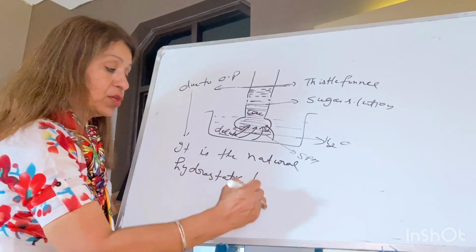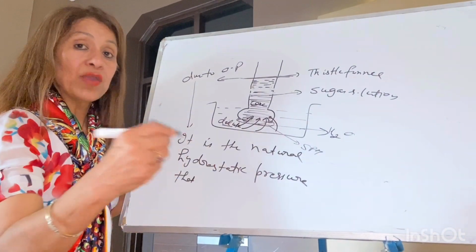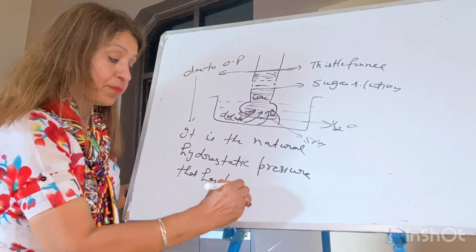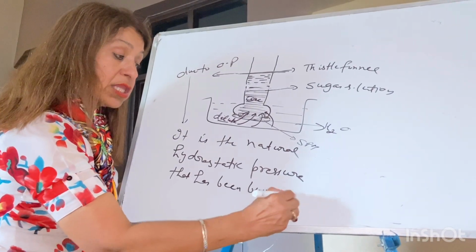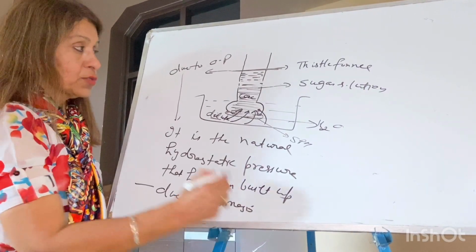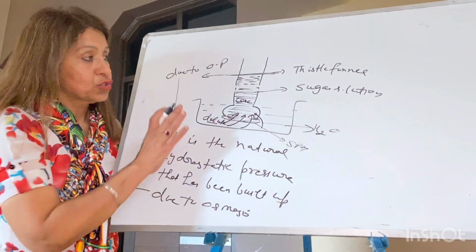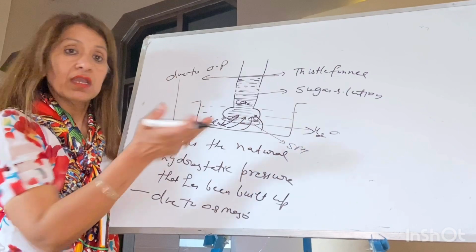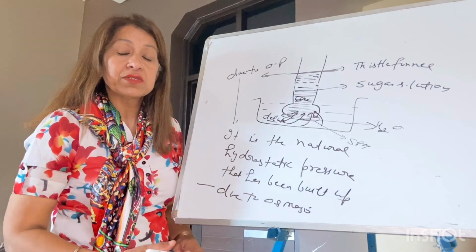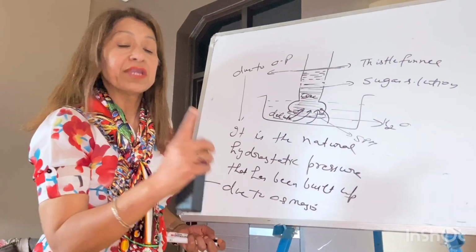hydrostatic pressure. It's a natural hydrostatic pressure, P is equal to hdg, the height, density and gravity, that has been built up in the apparatus due to osmosis. So this is your osmotic pressure. Osmosis stops naturally. Sugar level first rises, after some time the level stops rising. When it stops rising, you will say osmosis stops. The stage where osmosis stops is called osmotic pressure, developed in the system.